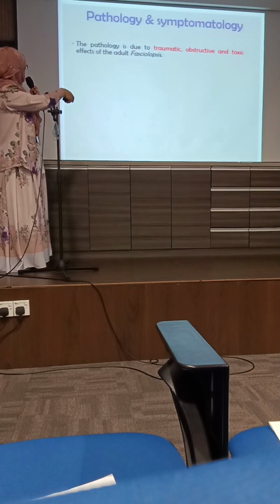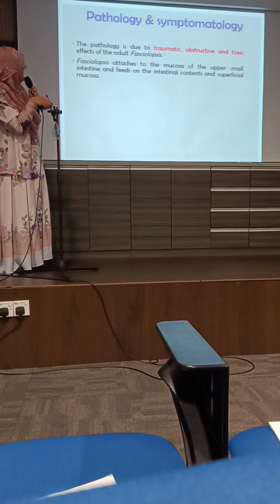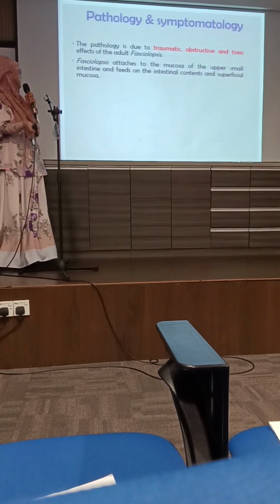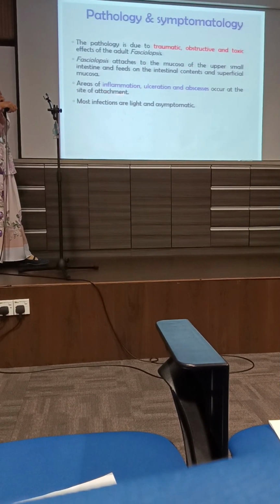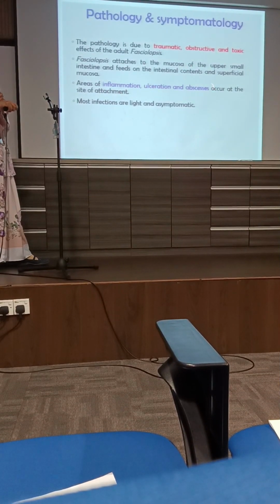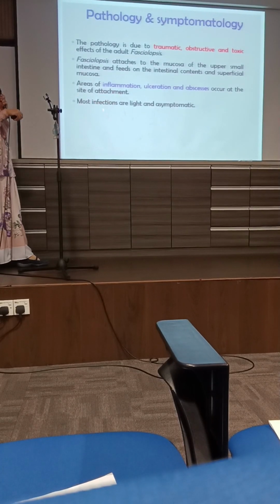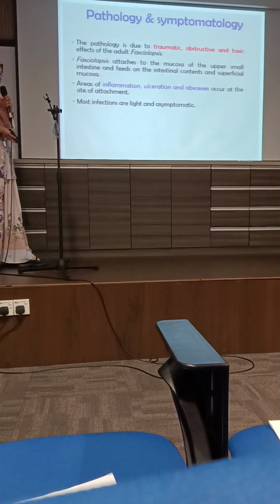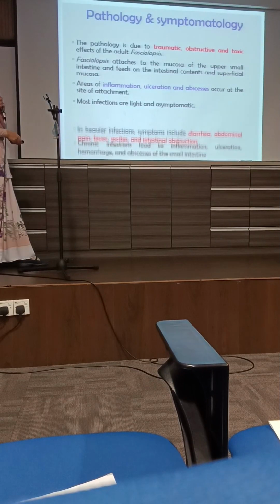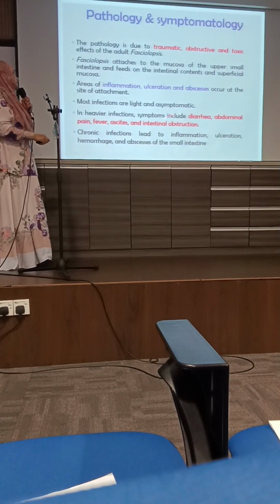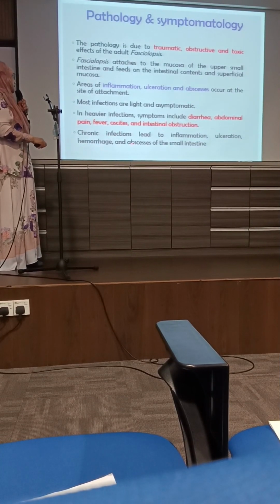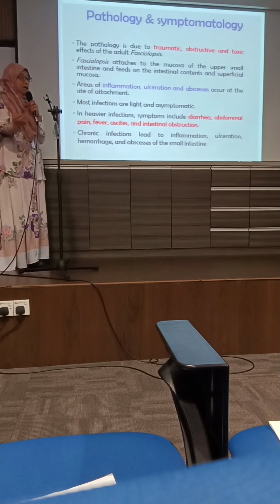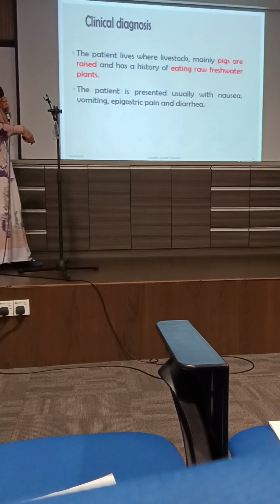Okay, dia fit lah, apa you makan dia makan jugalah. Okay, areas of inflammation, definitely bila ada 3 benda ni, there will be inflammation, ulceration and abscess occur at the site of attachment. Most infections, similar to other parasitic infections, are light and asymptomatic. However, in heavier infections, the symptoms include diarrhea, abdominal pain, fever, ascites and intestinal obstructions. So chronic infections lead to inflammations, ulcerations, hemorrhage and abscess. Yang ni semua you tahulah as similar to other parasitic infections lah.